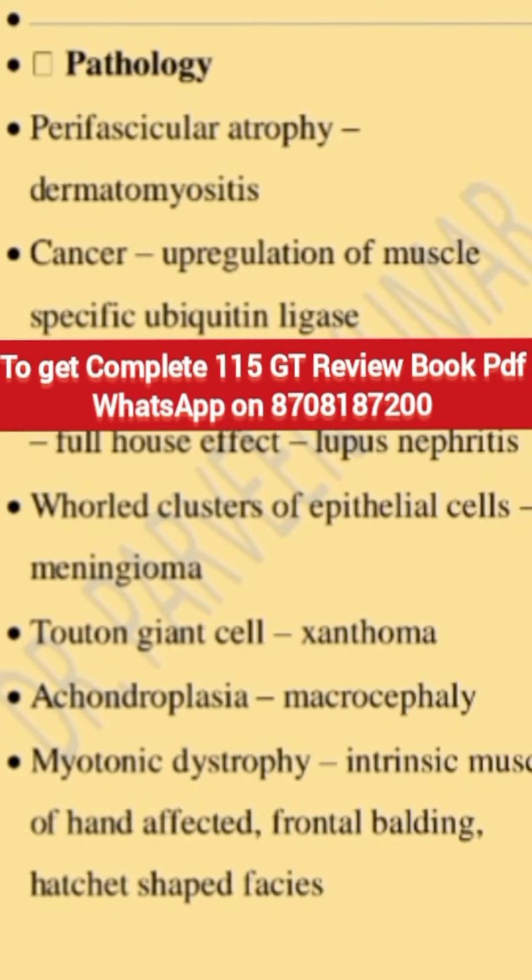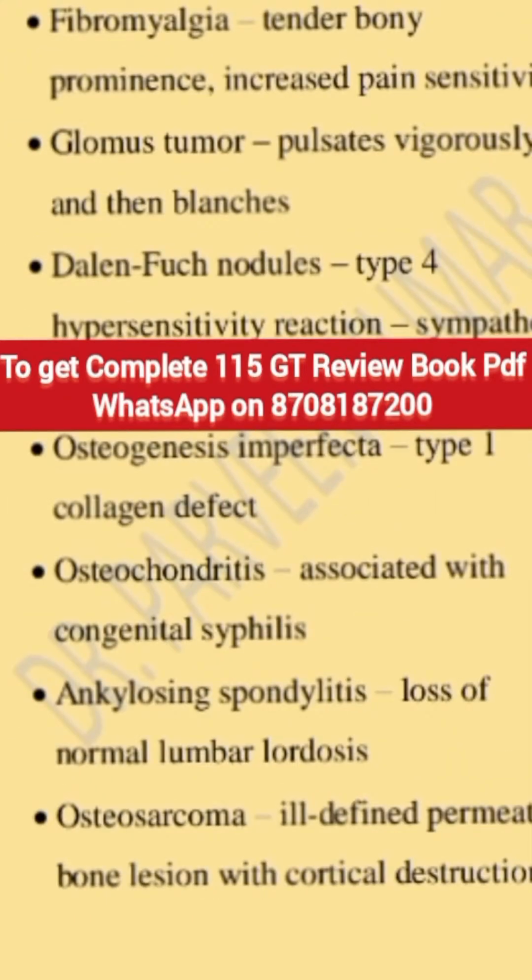In fibromyalgia, there is tender bony prominence and increased pain sensitivity. A glomus tumor pulsates vigorously and then blanches. Dalen-Fuchs nodule is a type of hypersensitivity reaction found in sympathetic ophthalmitis. In osteogenesis imperfecta, a type 1 collagen defect is seen. Osteochondritis is most commonly associated with congenital syphilis. In ankylosing spondylitis, there is loss of normal lumbar lordosis. In osteosarcoma, the presentation will be an ill-defined permeative bone lesion with cortical destruction.